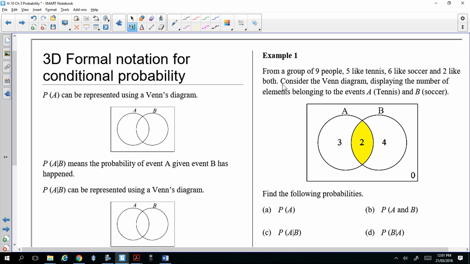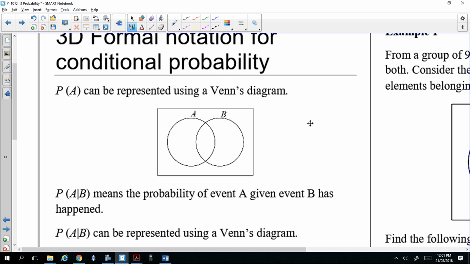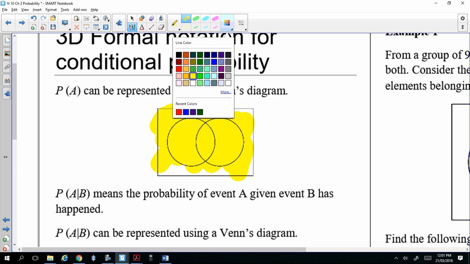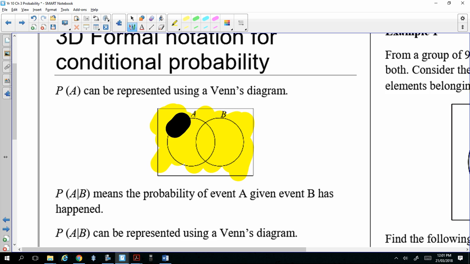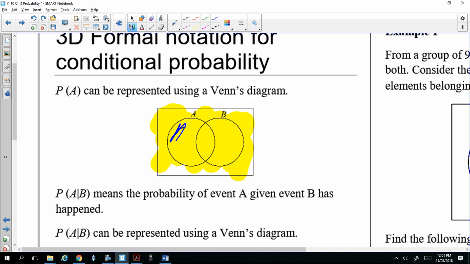For conditional probability, we start with this diagram. What does probability of A mean from the Venn diagram? We're going to use the highlighter. Everything in here, and out of everything in here, find how many of these are in A.